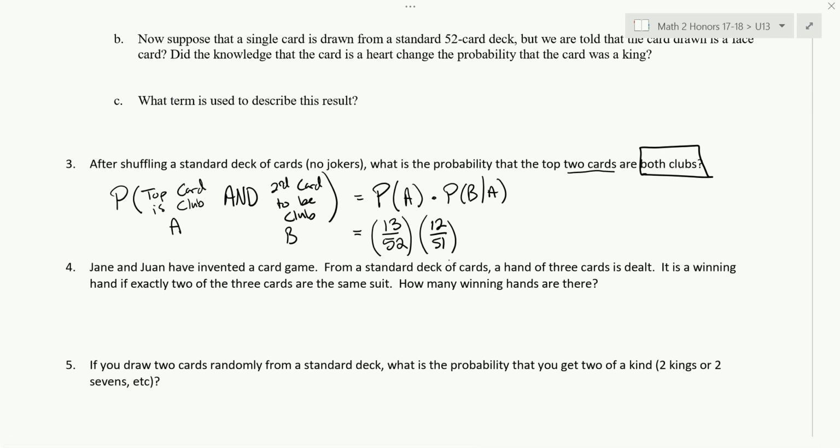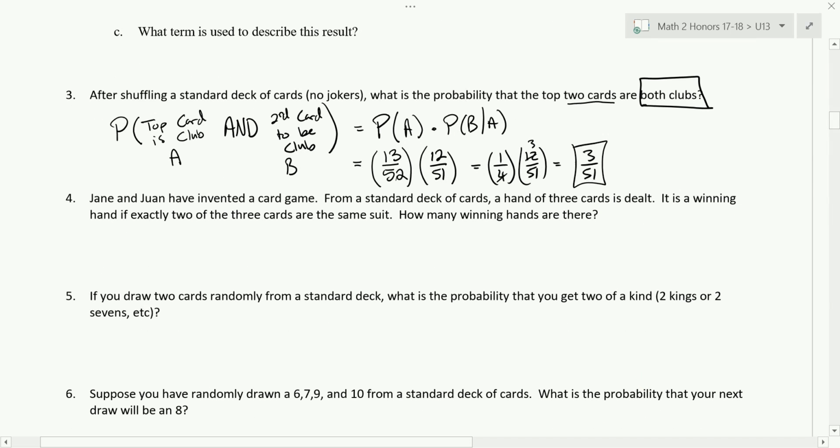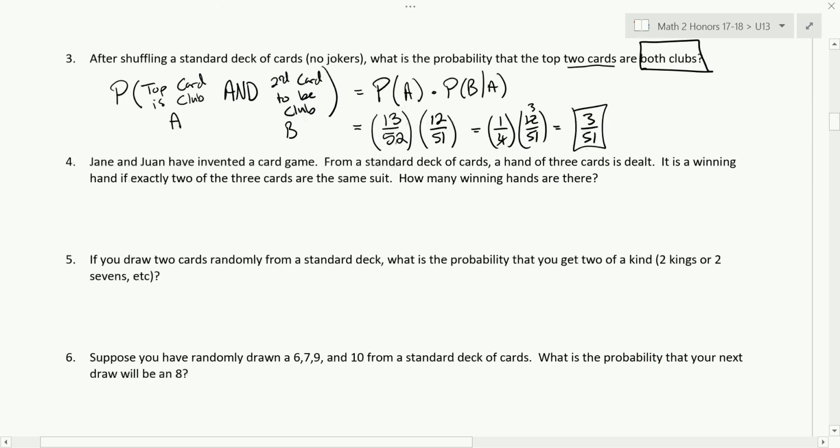And so now we can reduce this, and let's see if we can finish this without a calculator. So 13 out of 52 is 1/4. And we can divide by 4. So we end up with 3 out of 51. Okay. So that's the probability that the top two cards are both clubs. Let's try one more. You pick.